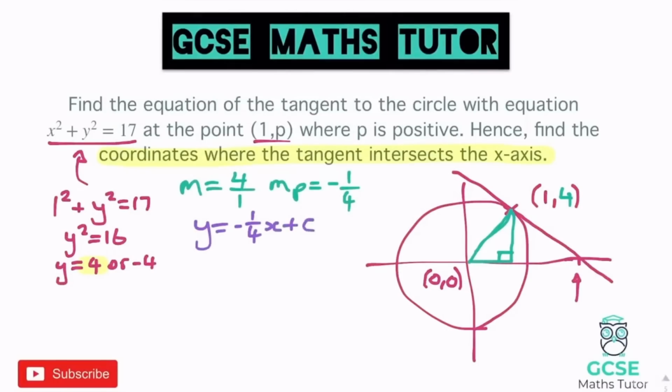And let's sub in this coordinate. So we've got 1, 4 to sub in. So 4 equals minus 1/4 times 1, which is minus 1/4. So that's quite a nice one, minus 1/4 plus c. And then adding 1/4 to both sides, we get 4 equals, sorry, I've not actually added the quarter over. Add the quarter over, we get 4 1/4 equals c.